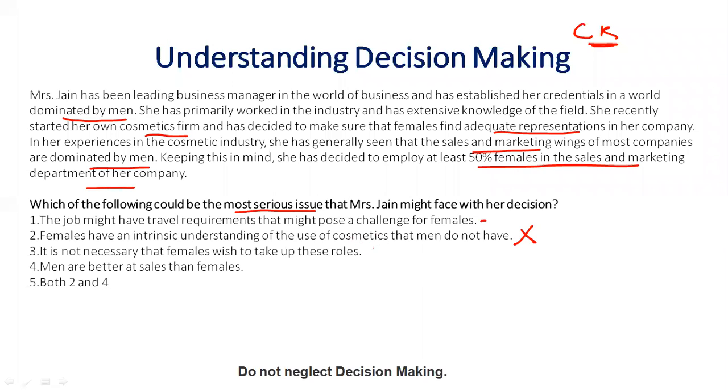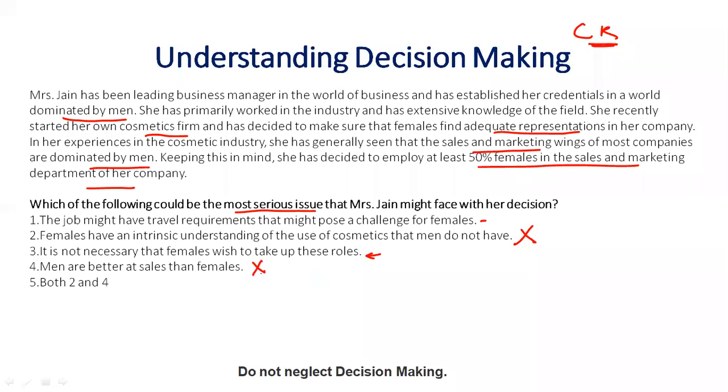So this, while is a neutral statement, but it is not giving any conclusive evidence which can be against this particular decision. ये तो उसको पता ही होगा, right? कि 50% females चाहिए. If the selected females don't want to work, maybe she'll hire more. So that option she always have. Option 4, men are better at sales than females. Again, this is a very extreme option, right?